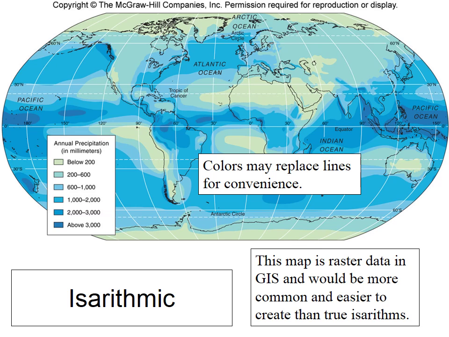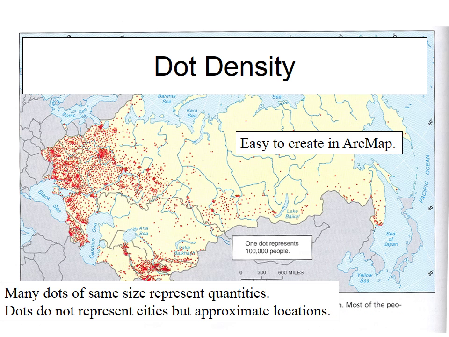Here's another isarithmic map. In this case, the colors have kind of taken the place of the lines, although you can still pick out the lines if you were careful looking at the legend and comparing it to the map colors. Now in ArcGIS or in a GIS world, this would actually be a raster, and it would be easier and more common, easier to create than true isarithms.